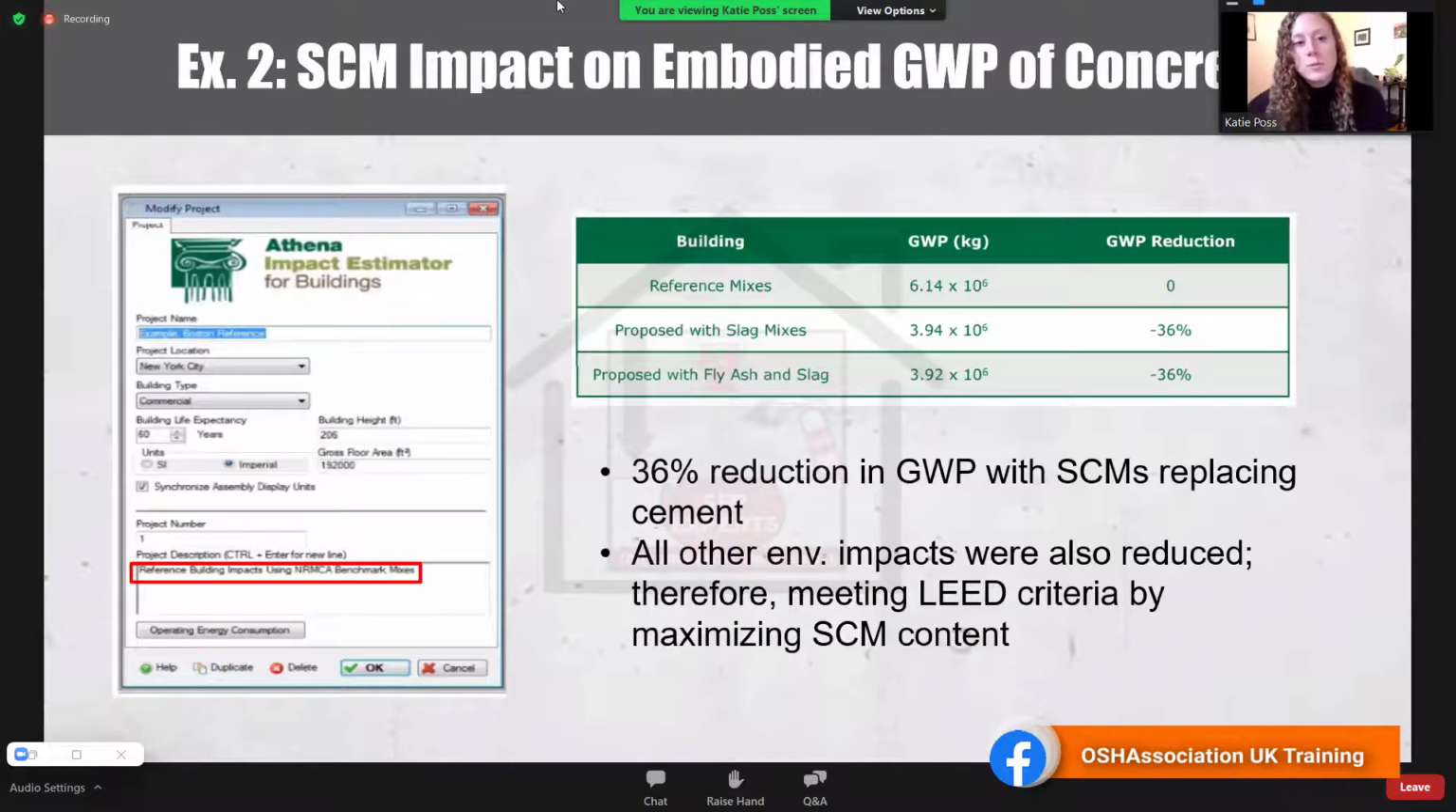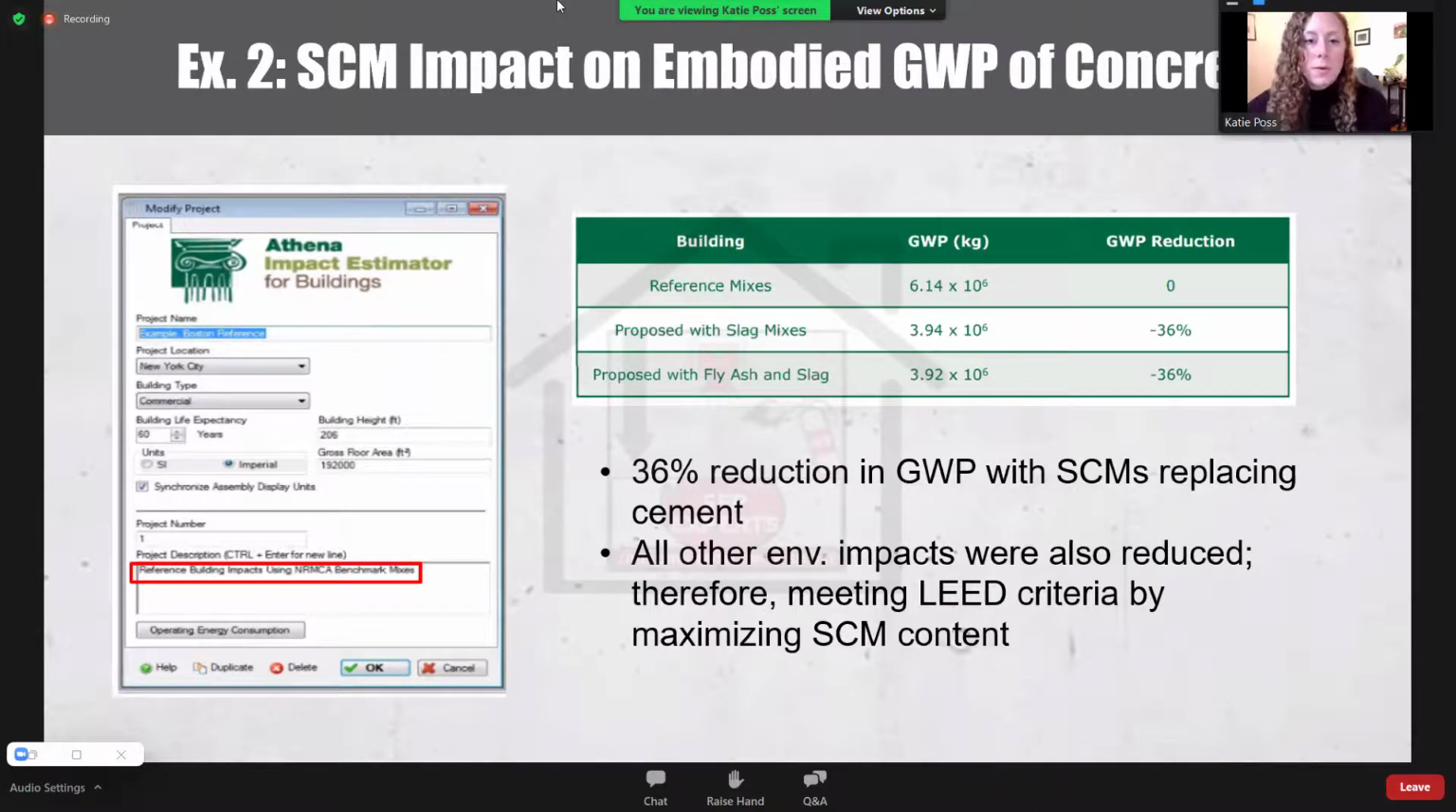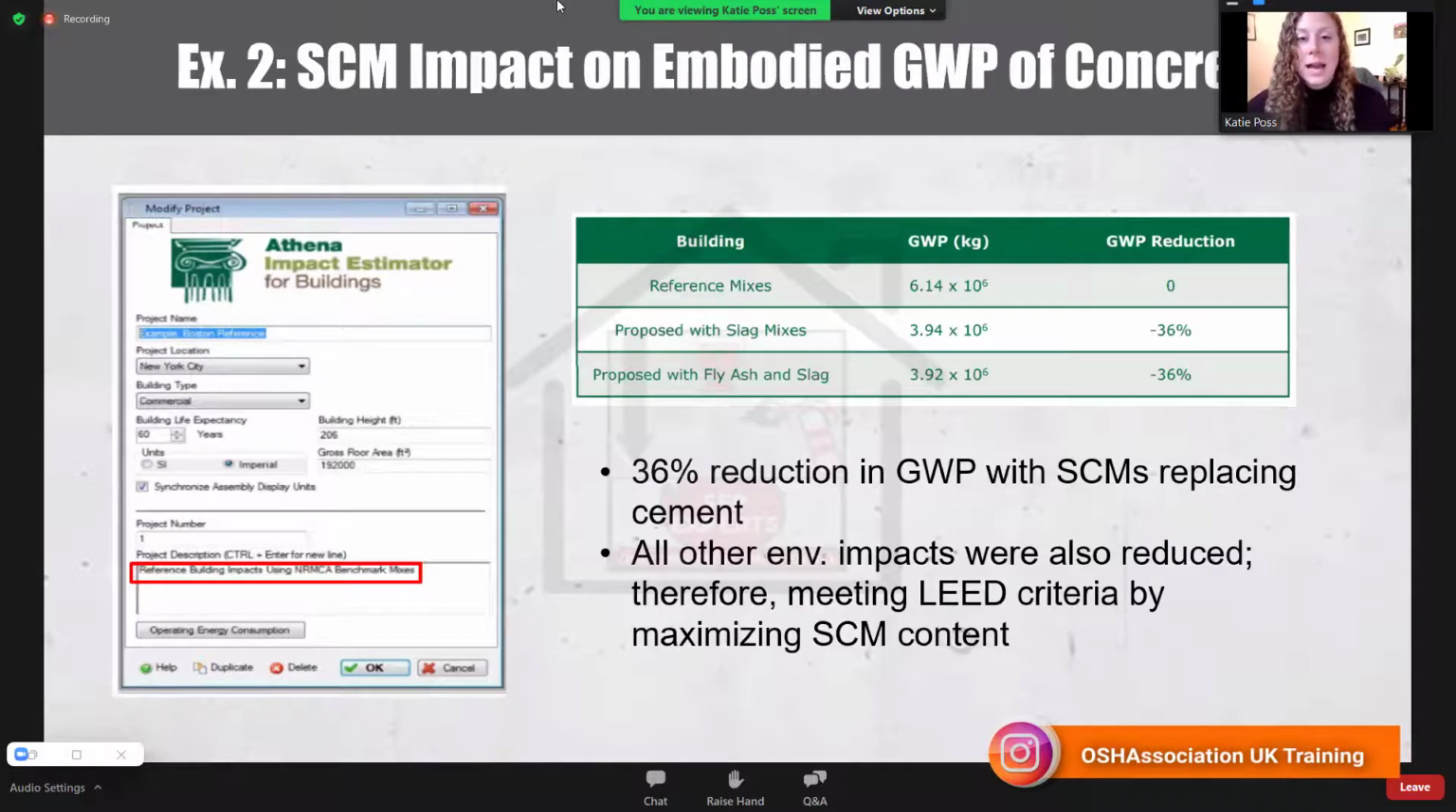Okay, so in this example, we used the Athena Impact Estimator software, and both the reference building mixes and the proposed building mixes were input into the software. And the Athena Impact Estimator actually has the NRMCA benchmark mixes and the industry-wide EPD mixes preloaded into the software. And the software also permits the user to select pre-existing mixes from a library, or you can generate completely new mixes.